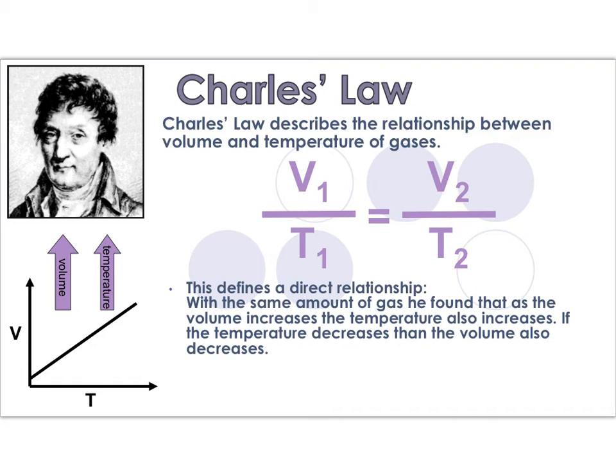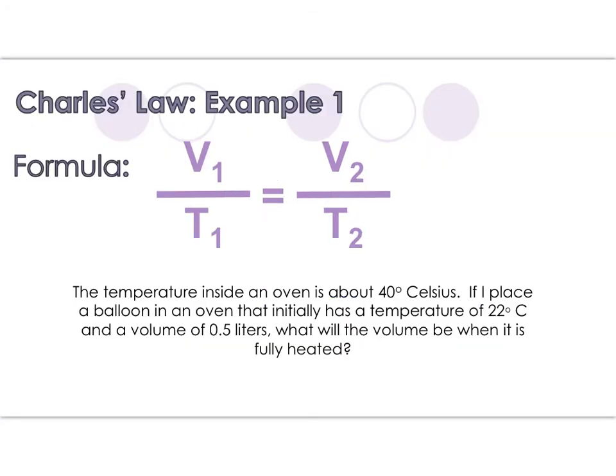We're going to use Charles's law to answer a couple of problems. The first example is this. The temperature inside of an oven is about 70 degrees Celsius. If I place a balloon in an oven, and it initially has a temperature of 22 degrees Celsius and a volume of 0.5 liters, what will the volume be when it is fully heated?